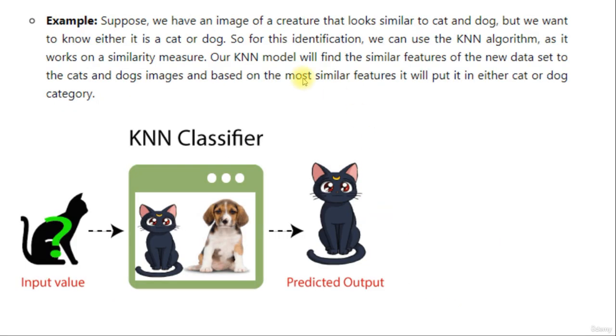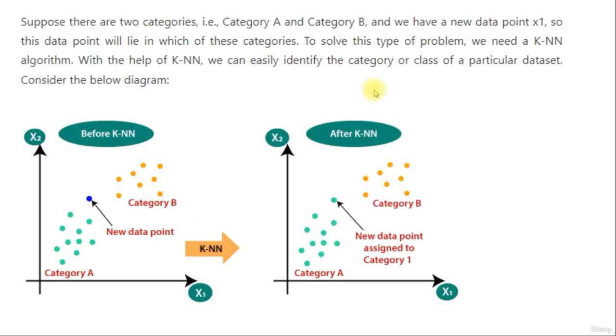Now let's take one example. So suppose we have an image of a creature that looks similar to the cat and dog, but we want to know whether it's a cat or a dog. So for this identification, we can use the KNN algorithm, as it works on a similarity measure. Our KNN model will find the similar features on the new dataset to the cats and dogs. Based on the most similar features, it will put either cat or dog category. So again, this is a classification problem. We have to classify the new input value into either a cat or a dog. So this is our problem statement.